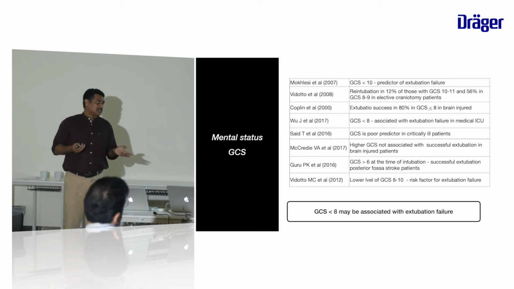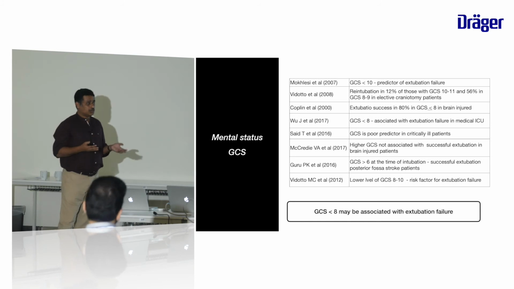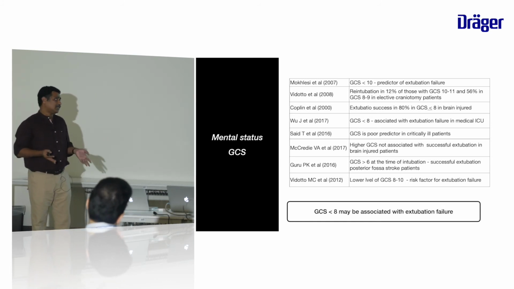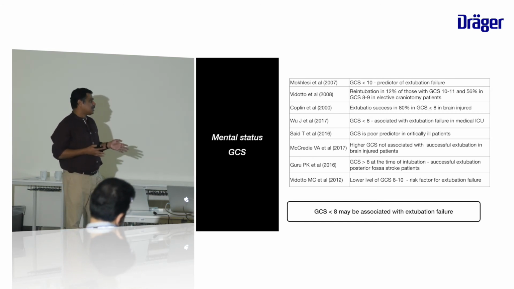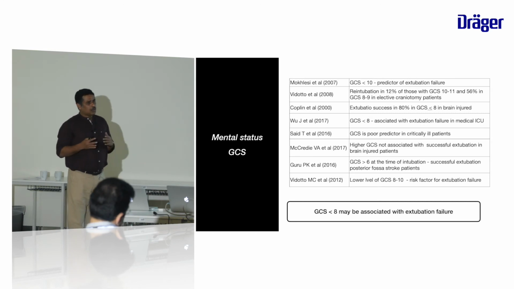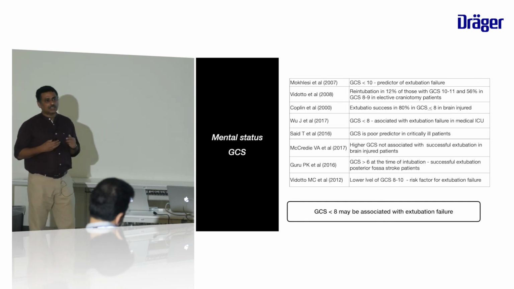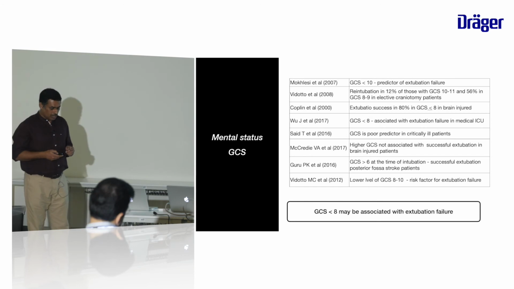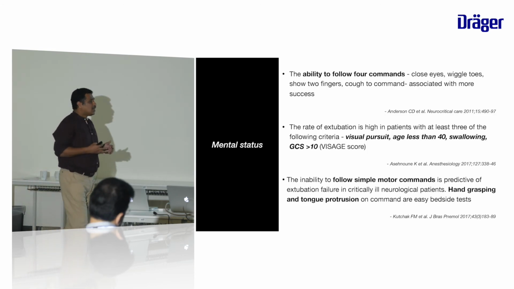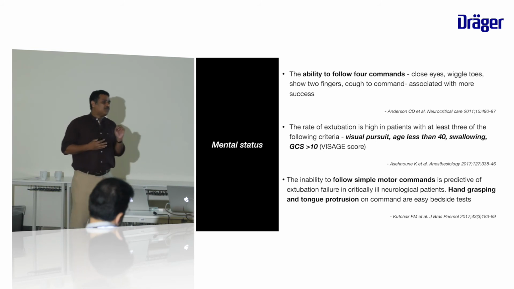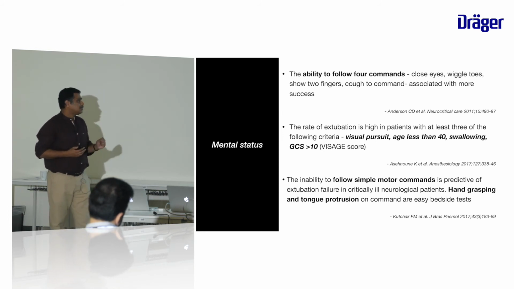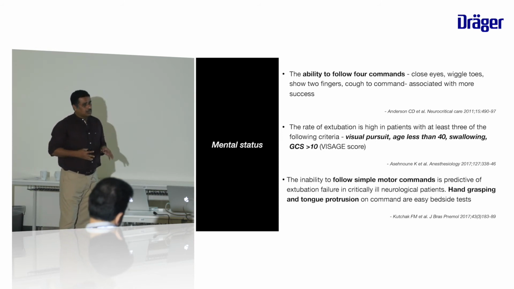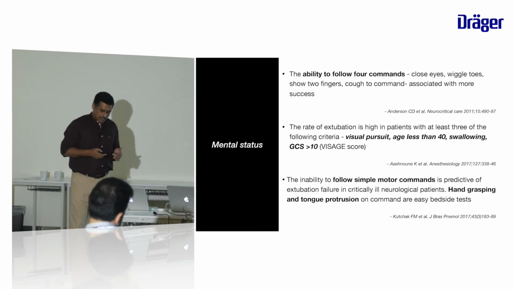Coming to GCS, various studies have quoted various GCS levels for extubation. Some say 6, some say 8, some say 10. As a whole, in most studies, a GCS of less than 8 may be associated with extubation failure. But most studies are doubtful about the verbal scoring and the eye scoring. So they studied further, and found that if the patient can follow simple commands like swallowing, hand grasping, tongue protrusion, the success of extubation is more.